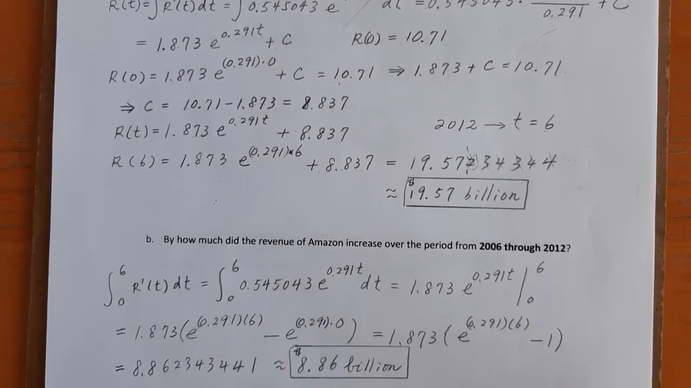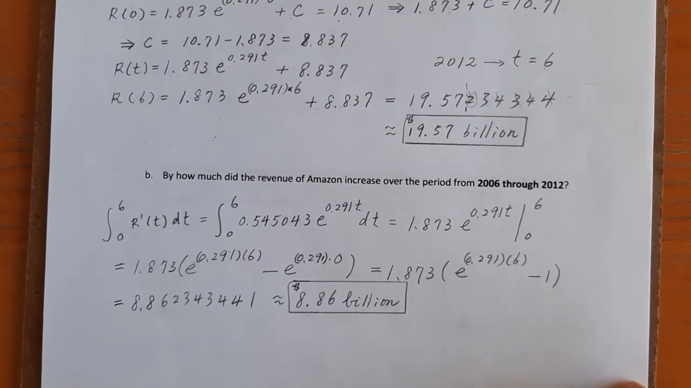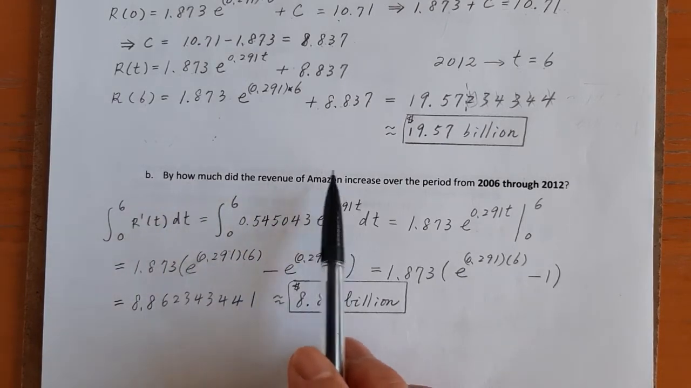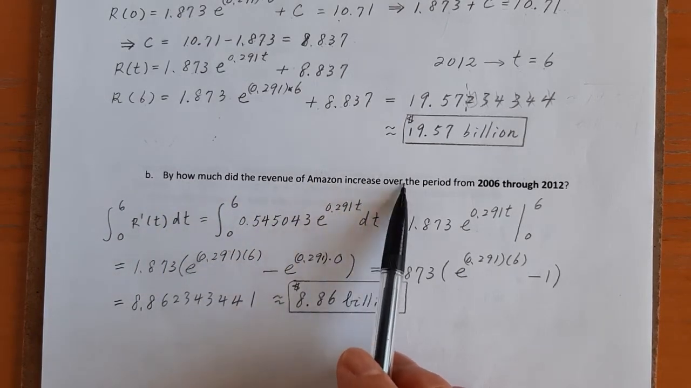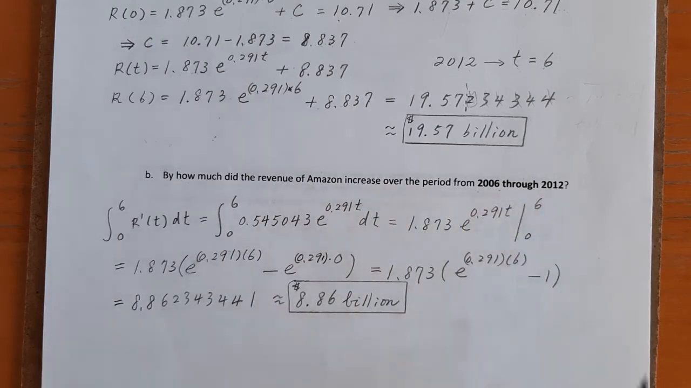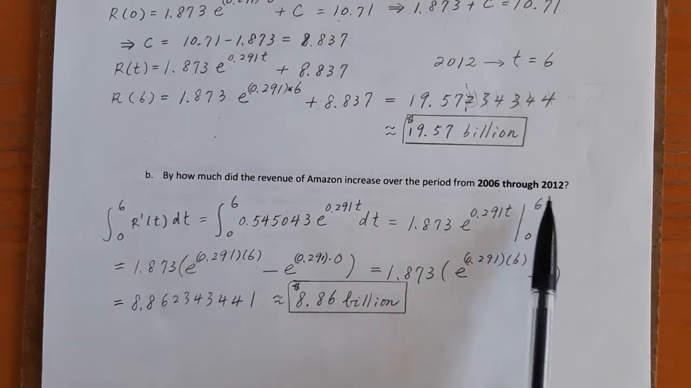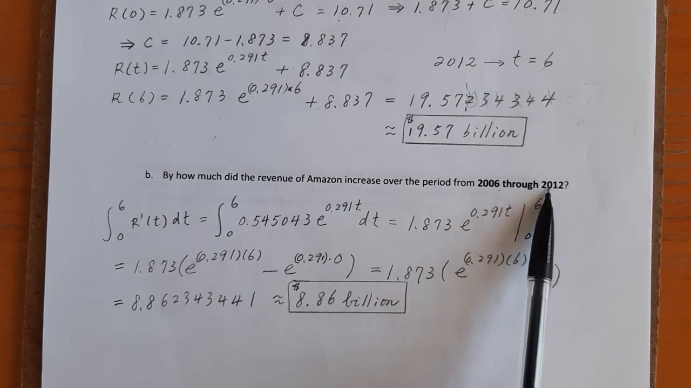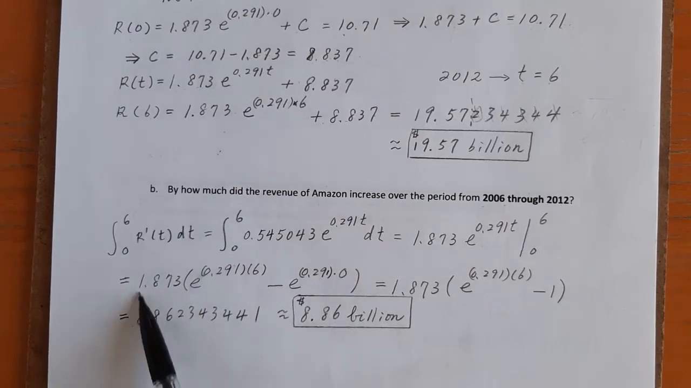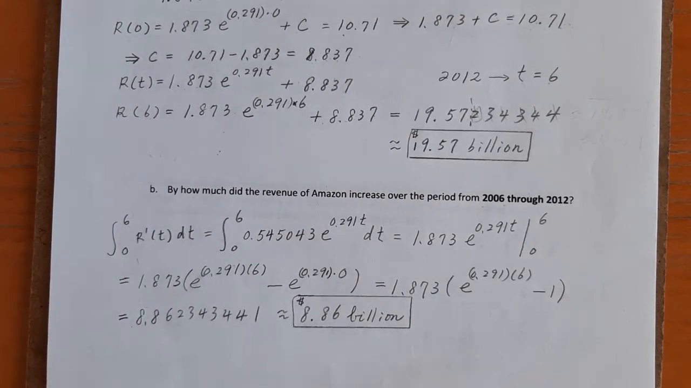B. By how much did the revenue of Amazon increase over the period from 2006 through 2012? So 2006 corresponds to t equals 0, and 2012 corresponds to t equals 6. So it will be from 0 to 6 of R prime of t.